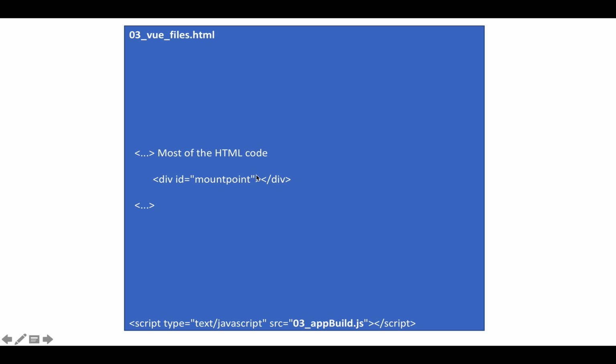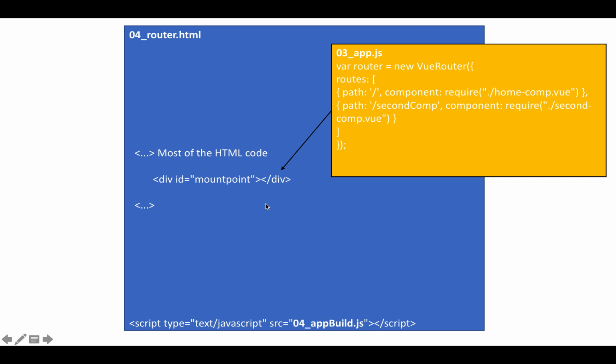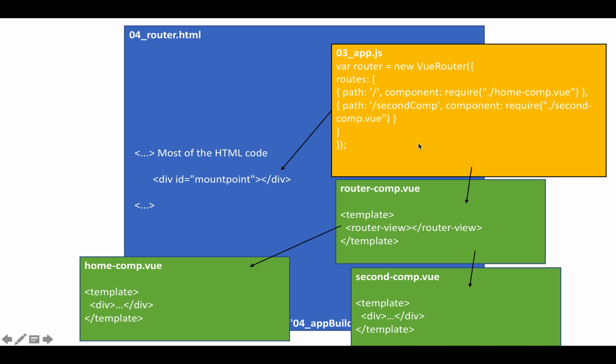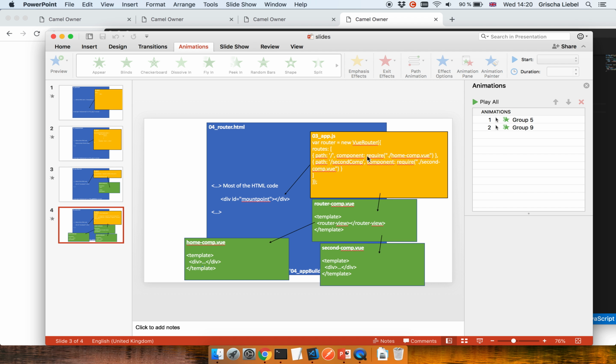I again have my mount point div. I reference a script, should actually be 04. No, here we are. Okay, I have my router, I have a div, and I have my JavaScript. The JavaScript has a view router with two different paths and a router component. So it references this router component which has these two tags. And then depending on the path, if it's slash or slash second comp, it uses either of the other two components and takes the code that is in the template and puts it in here into the router view. So this is how the whole thing works.